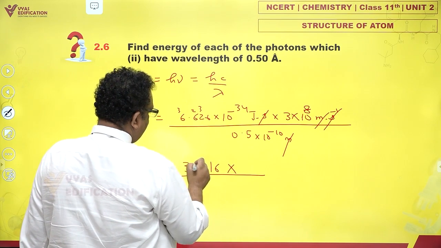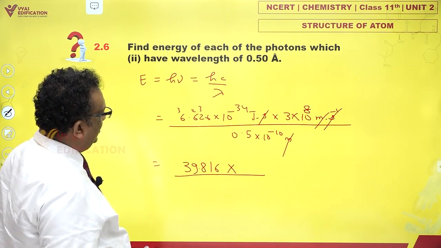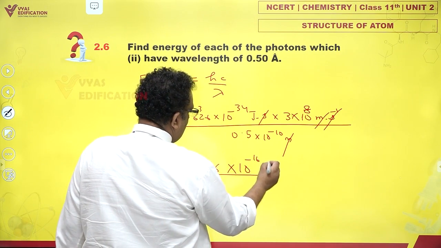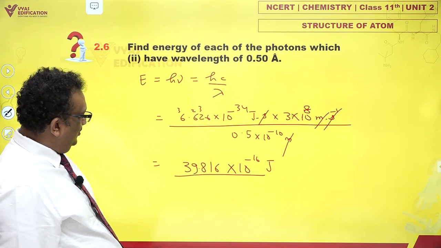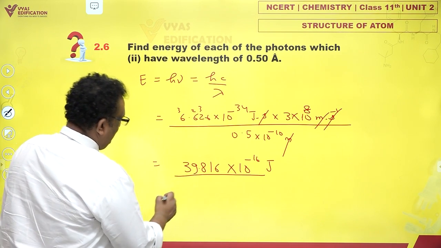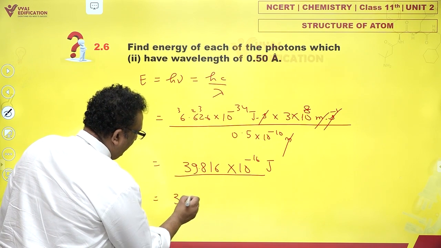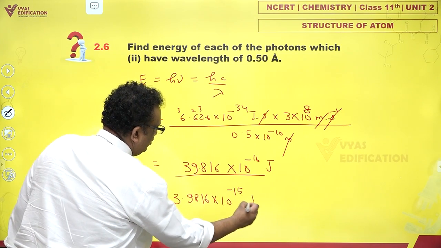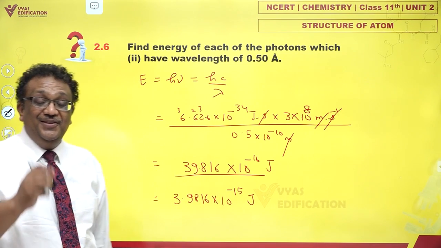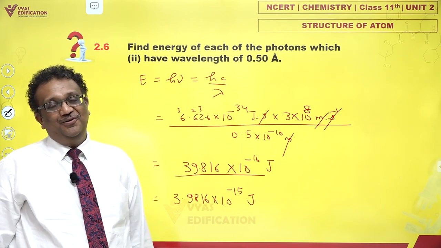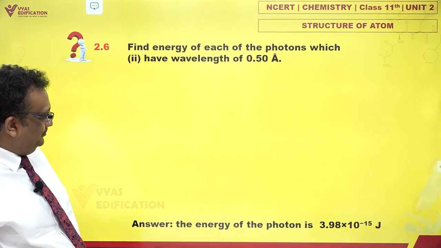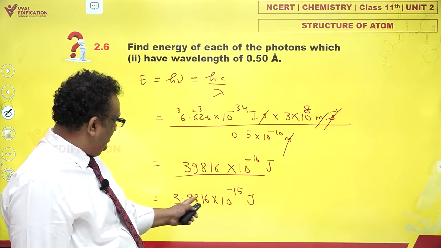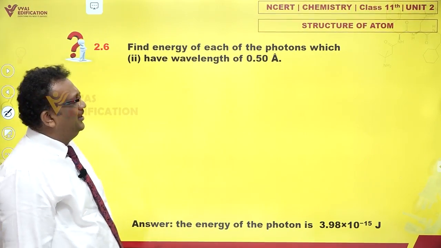Into 10 raised to 34 minus 34 plus 18, that is, may say 10 to minus 16 joules. Oh, that's heavy. So that would be 3.9816 into 10 raised to minus 15 joules. That would be the energy of every photon. 3.98 into 10 raised to minus 15 joules. This is where we landed up, and that's the answer.